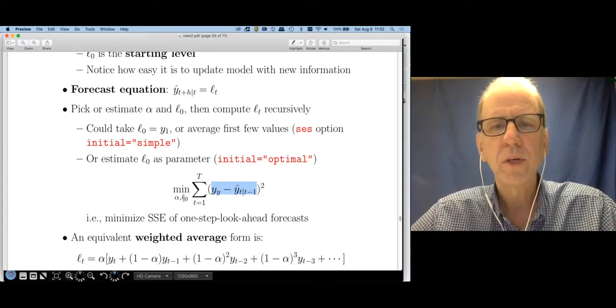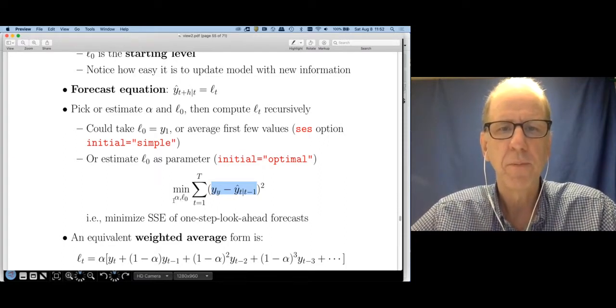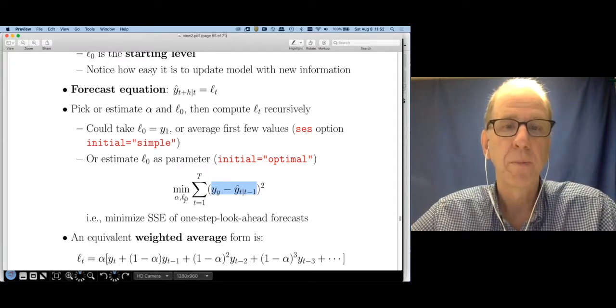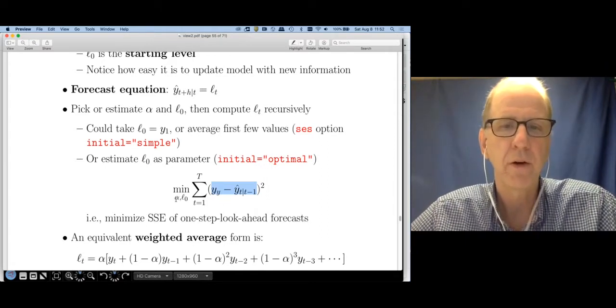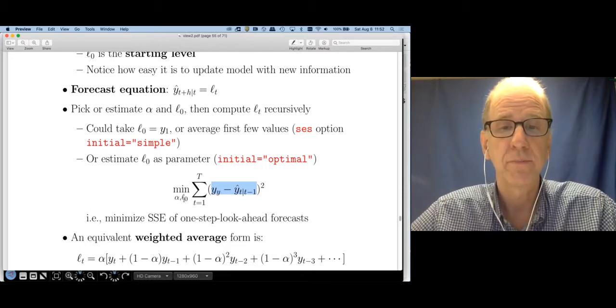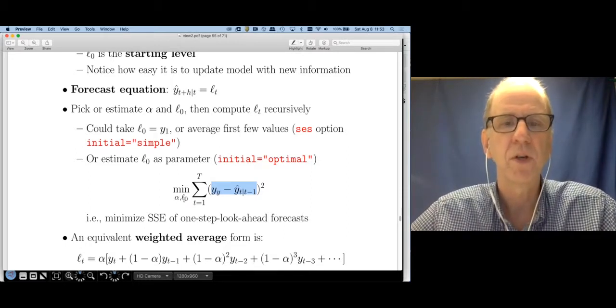Now, you can specify in R one or both of these. For example, I could give it an initial level and R would automatically pick alpha for us. Or I could give neither, and then it does both. So R is very easy to use.